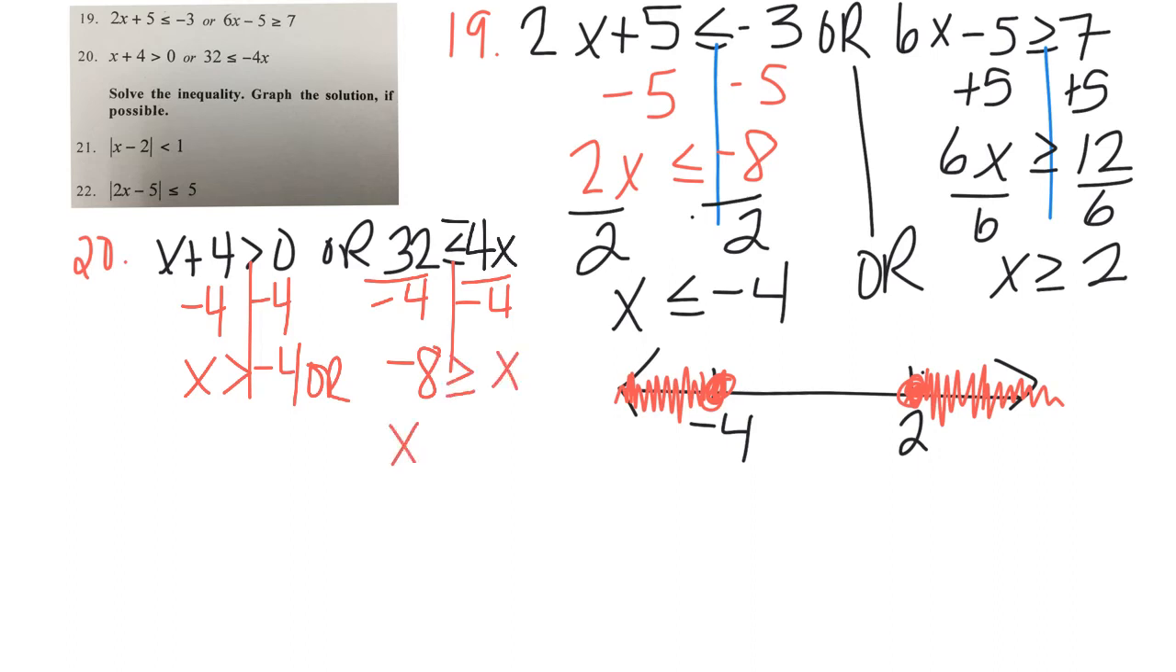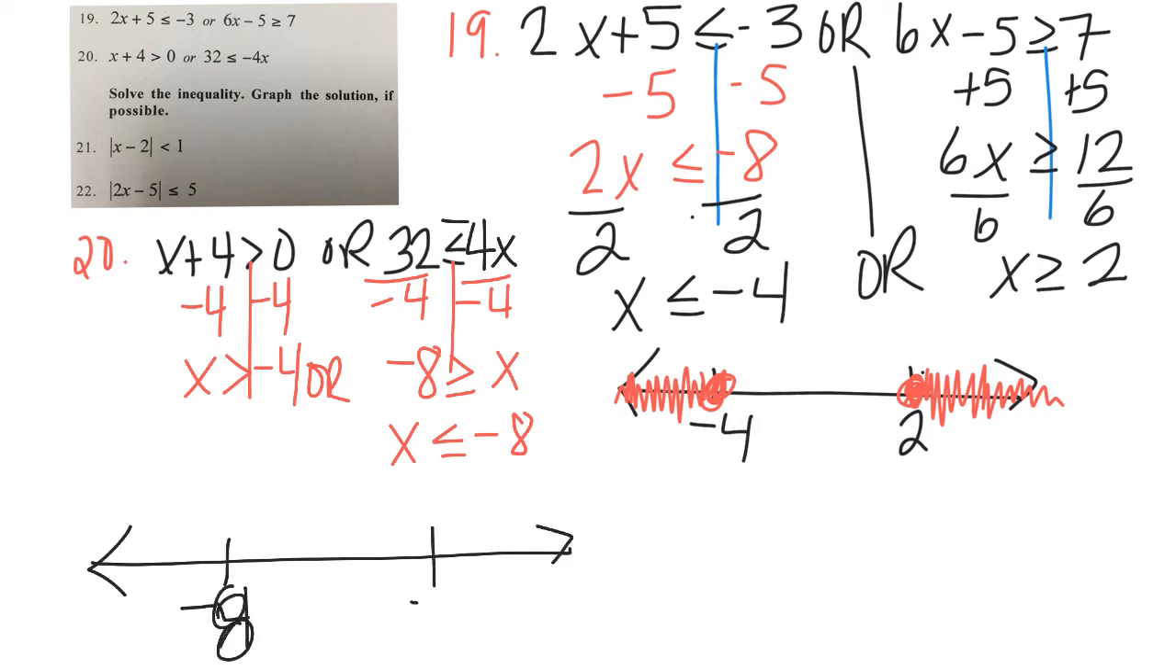And I'm going to flip it again. X is less than or equal to -8. And when I look at it on a number line, -8 is smaller. -4 is larger. I want numbers less than -8 and greater than -4. I'm going to have a closed circle on the less than or equal to and an open circle at the -4.